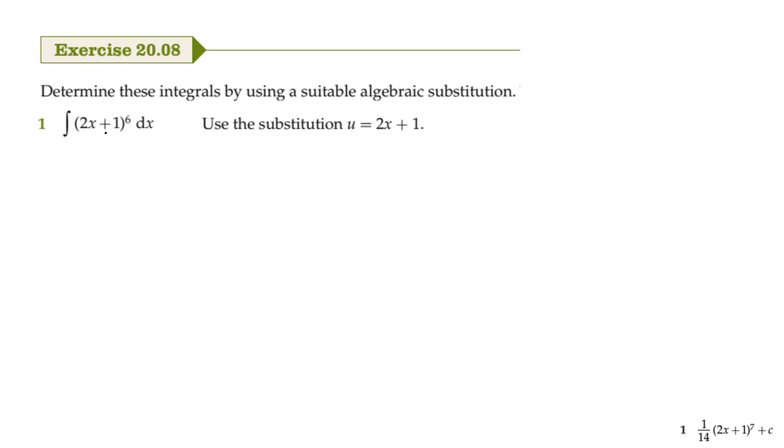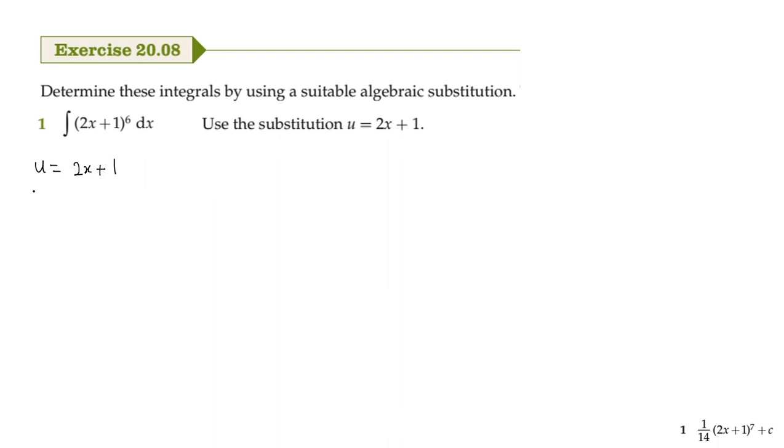So what we can do is let u equal to the function inside the bracket. I mentioned just now, usually we let u be the function inside the bracket. Even though the question already mentions that you have to use the substitution u equal to 2x plus 1, say there is no such statement, usually we let u be the function inside the bracket. So u equals 2x plus 1.